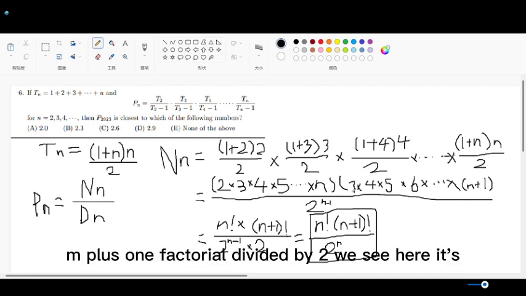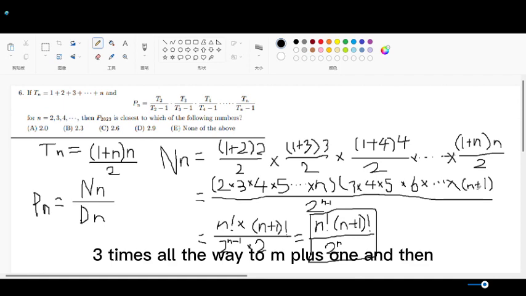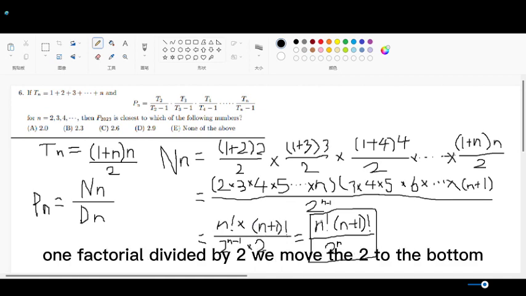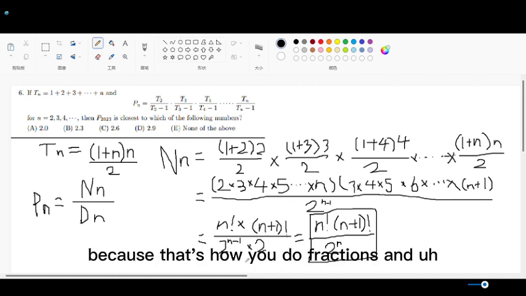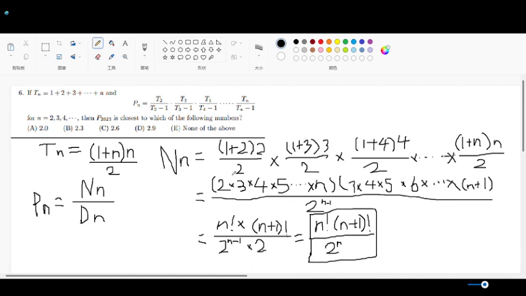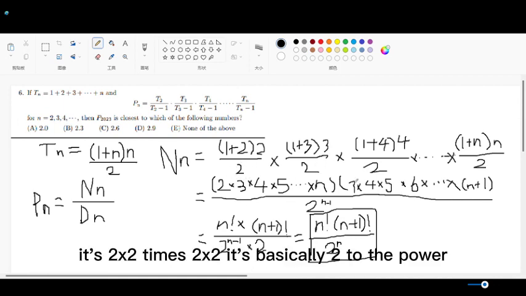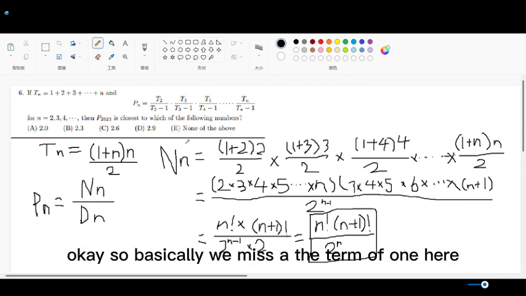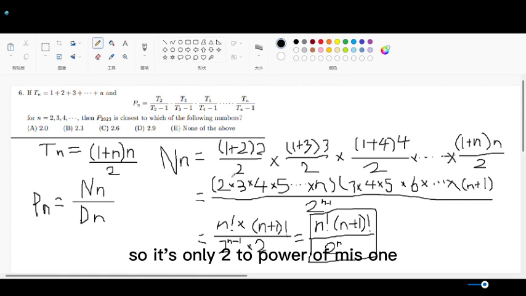We see here it's 3 times all the way to n plus 1, and then we see here it's n factorial times n plus 1 factorial divided by 2. We move the 2 to the bottom because that's how you do fractions, and the 2 is like 2 times 2 times 2 times 2. It's basically 2 to the power of n minus 1. Why is it n minus 1, not n? Because we start from 2, not 1. So basically we miss the term of 1 here, so it's only 2 to the power of n minus 1.